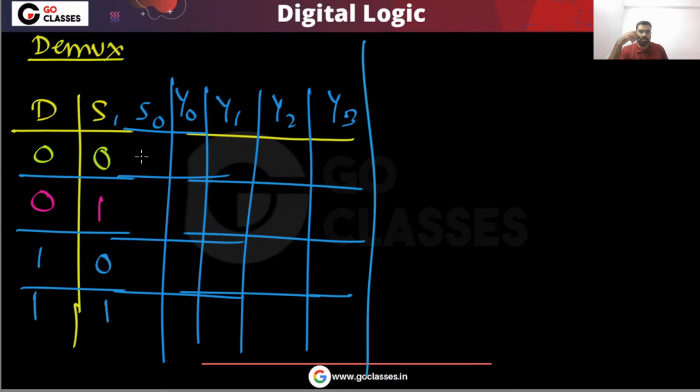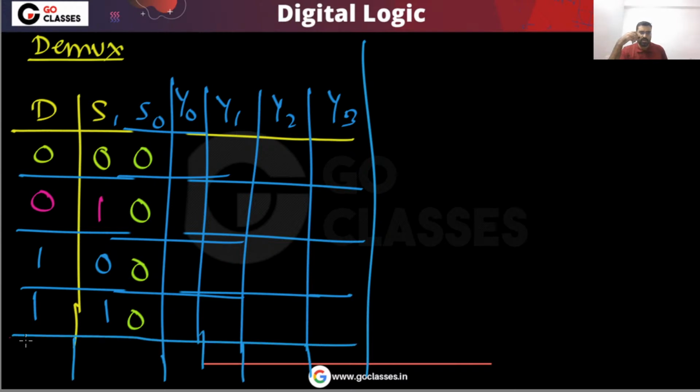Okay, you have S1 as 0. So let's assume this data is 0. Consider this situation. I'm not taking all the rows, but only a few of them, for example this type of thing. So tell me what will happen here.